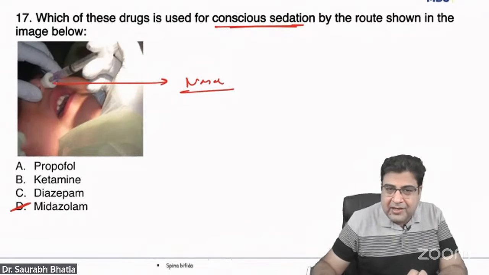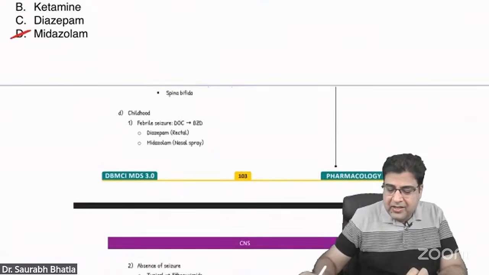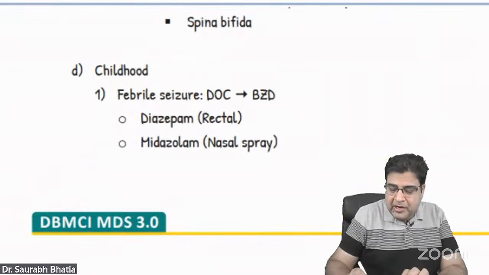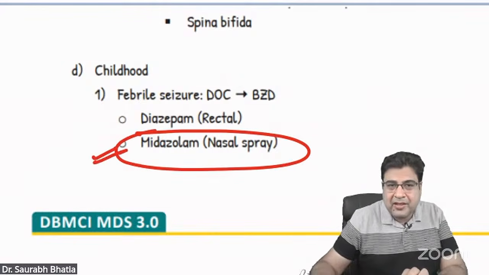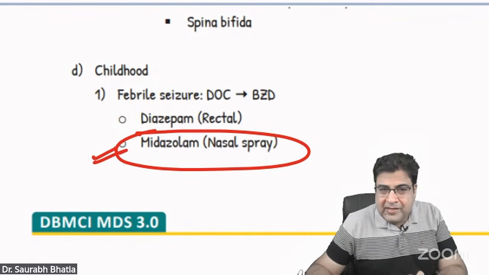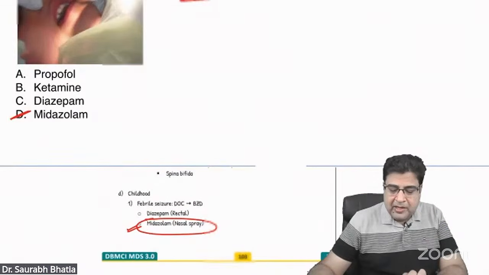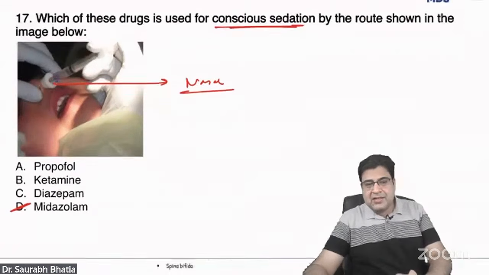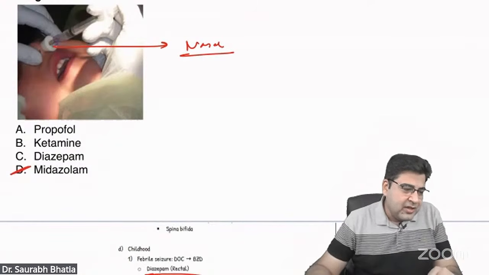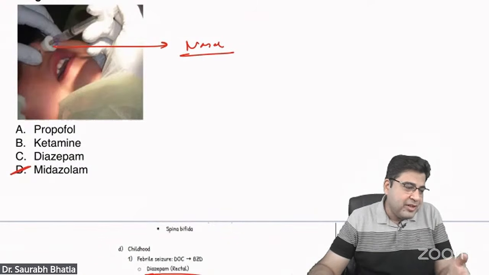And this is again taken directly from our notes. You can see we have discussed this point that midazolam is taken in the form of nasal spray. It's a very convenient method to give medicines to our patients. So midazolam can be given by nasal route. So this was the answer. So you can see most of the questions have been asked from our notes only.